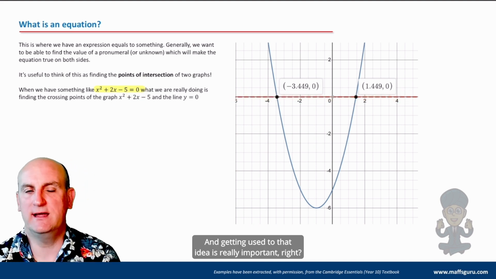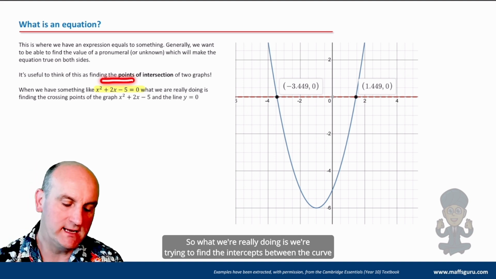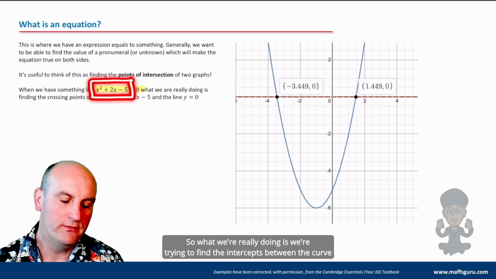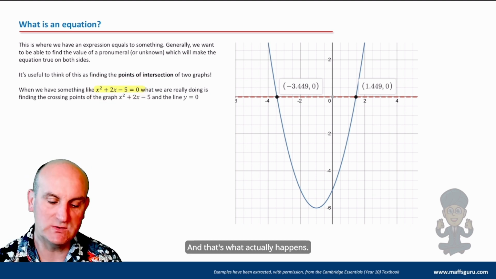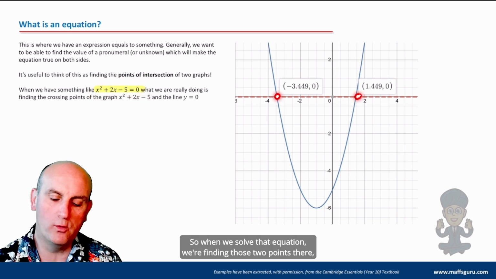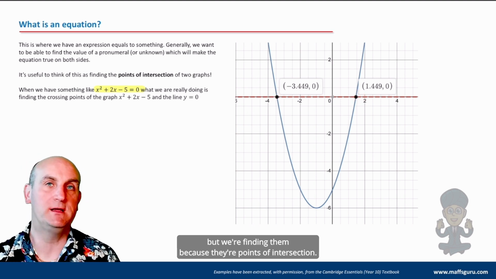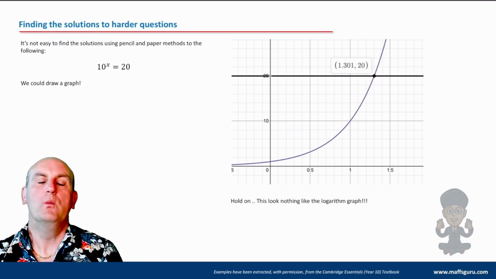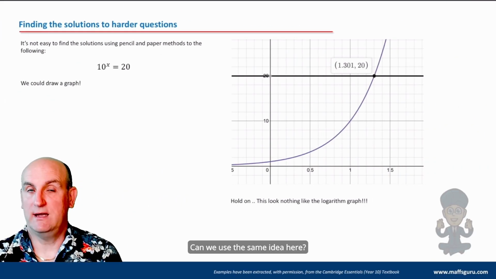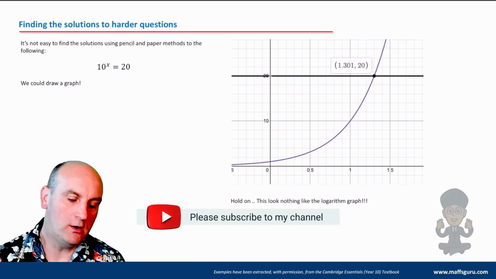Getting used to that idea is really important. What we're really doing is trying to find the intercepts between the curve and the x-axis. That's what actually happens. So when we solve that equation, we're finding those 2 points there, because they're points of intersection. What about harder questions? Can we use the same idea here? Well, absolutely we can, yes.